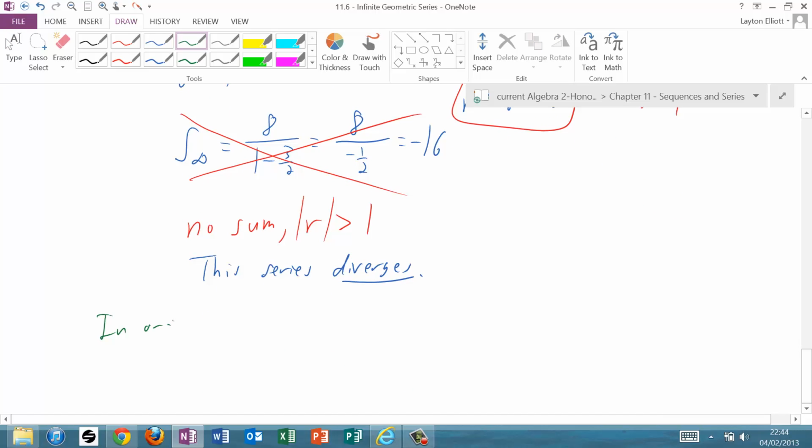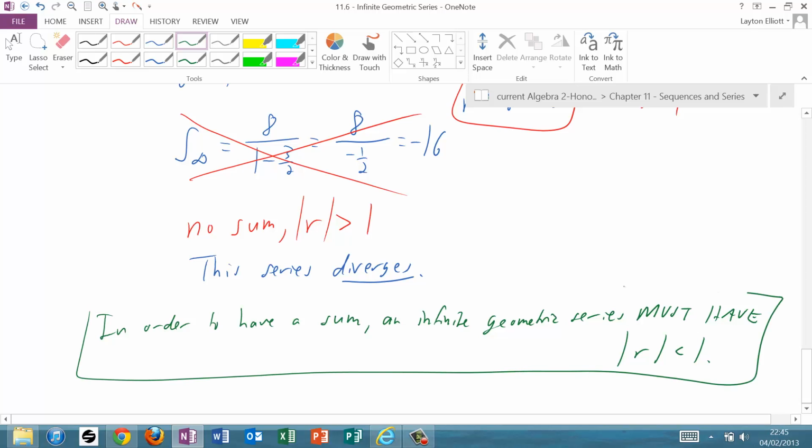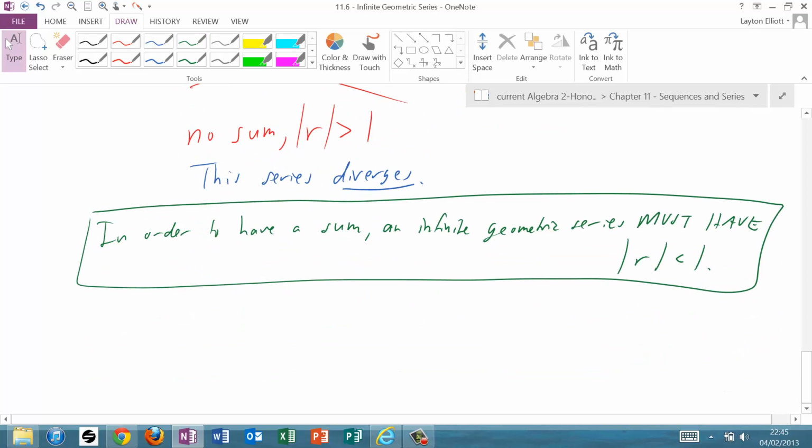In order to have a sum, an infinite geometric series must have absolute value of r less than 1. That is an absolute must in order to have a sum. So mark that in your brains. That's usually the trick if you can't get something.